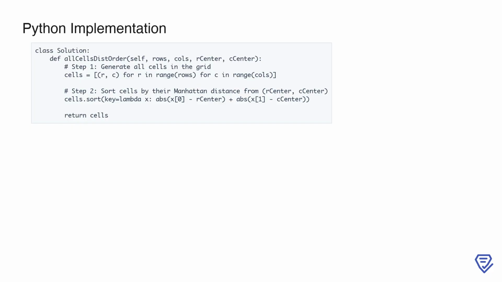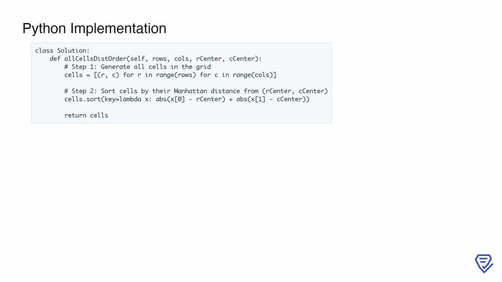Next, the cells list is sorted based on Manhattan distance from the center cell, (r_center, c_center). This is achieved using the sort method with a custom key function. The key function computes the absolute difference in rows and columns between each cell and the center cell, summing these values to determine the Manhattan distance. Finally, the sorted cells list is returned. This solution is efficient and concise, leveraging Python's built-in sorting capabilities.